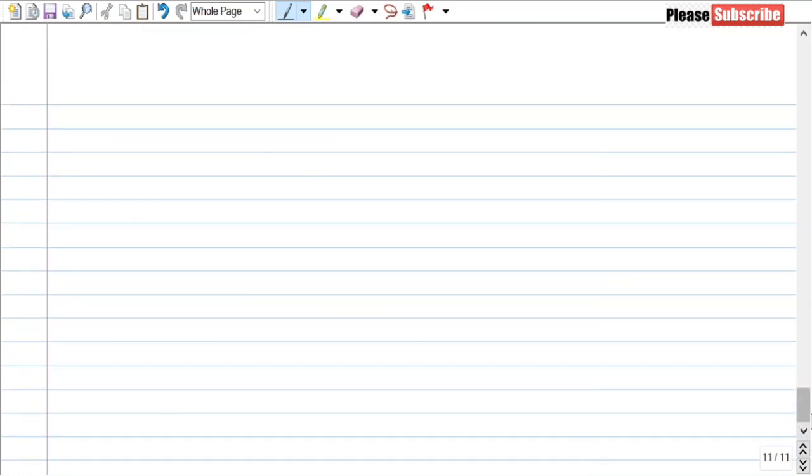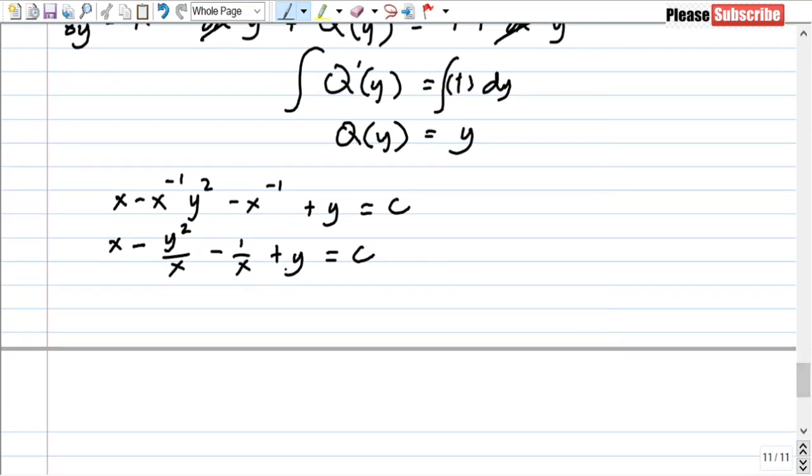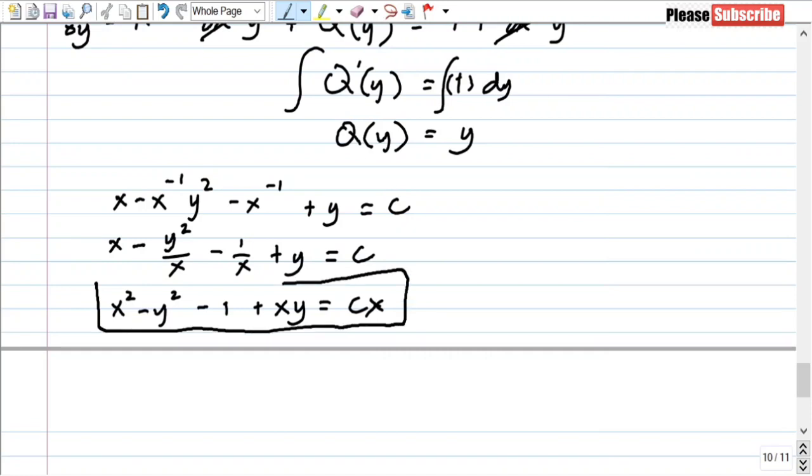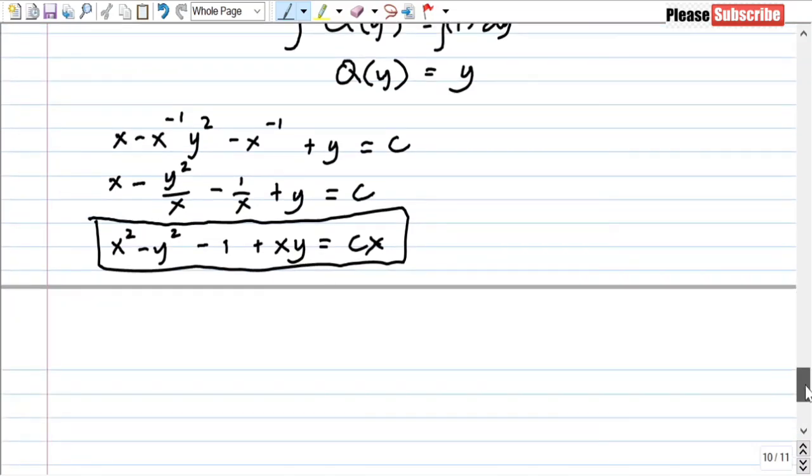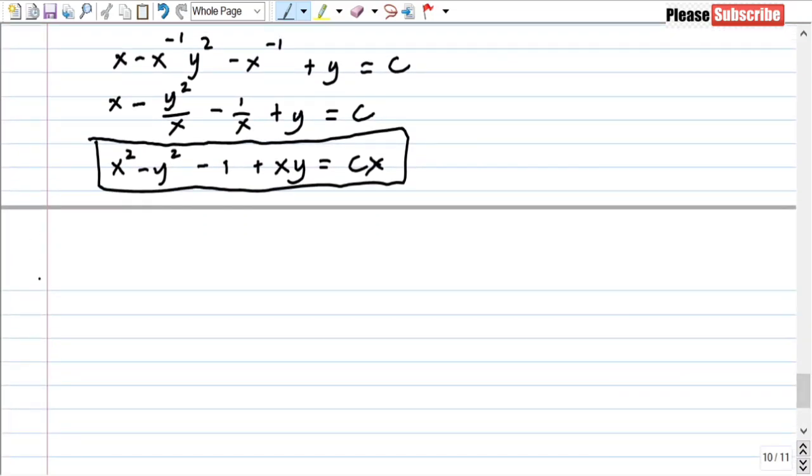Okay? So, pag mag-multiply tayo, o tatanggalin natin yung c dito, magiging x squared minus y squared minus 1 plus xy is equal to cx. So, ito na yung ating final answer. Ayan po. Okay? So, ulit, subukan natin yung isa pang method para lang ma-test natin.